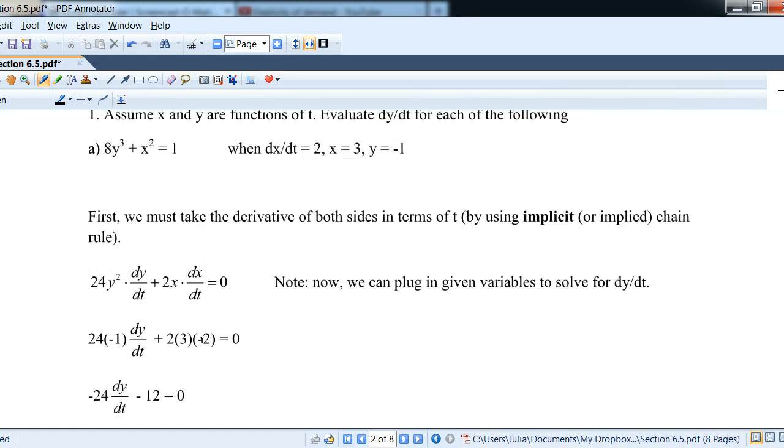And so then we can solve for it. All right, I think the sign is incorrect. Maybe this should be plus.